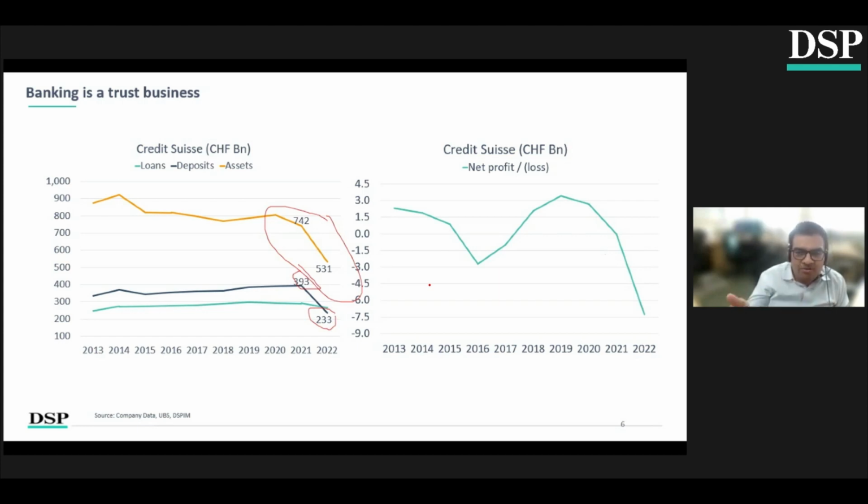And you can see the profitability profile on the right-hand side. They had massive losses last year for a fairly long period of time. On an asset base of 700-800 billion Swiss francs, their profits were almost negligible. And so there was loss of trust. The crisis actually started last year.